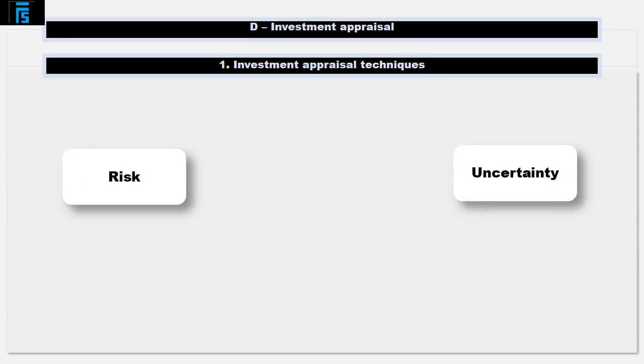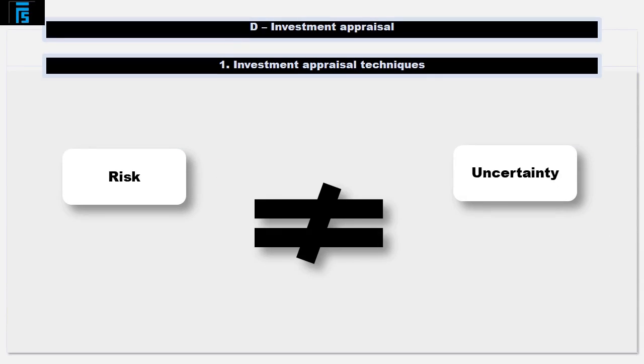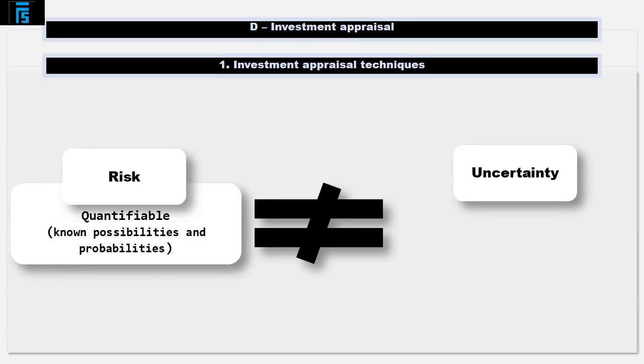Technically speaking, risk and uncertainty are different things. Risk is quantifiable. We're dealing with known possibilities and known or estimable probabilities. An example of risk would be tossing a coin. We don't know whether it's going to be a head or a tail, but we know it's going to be one of those with a 50-50 chance of each.